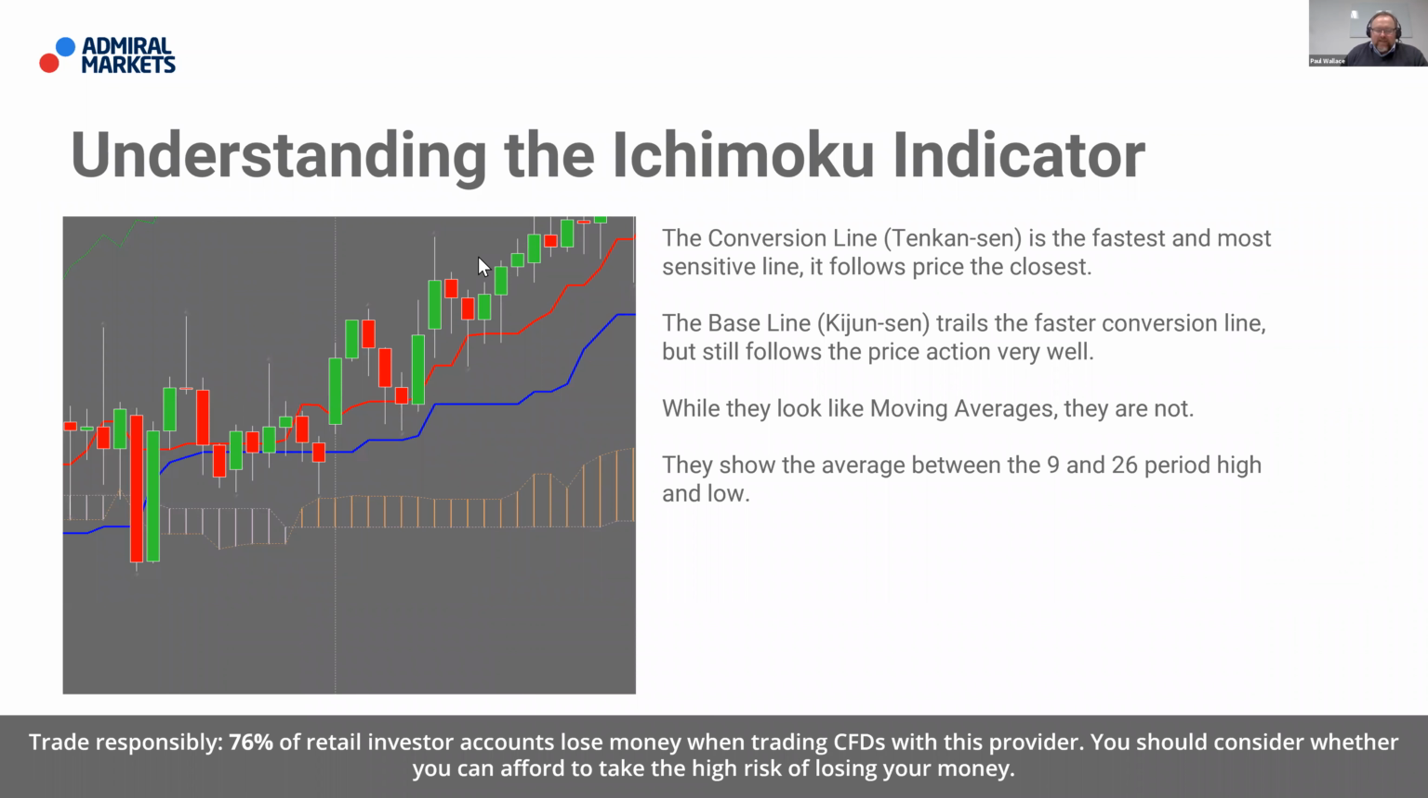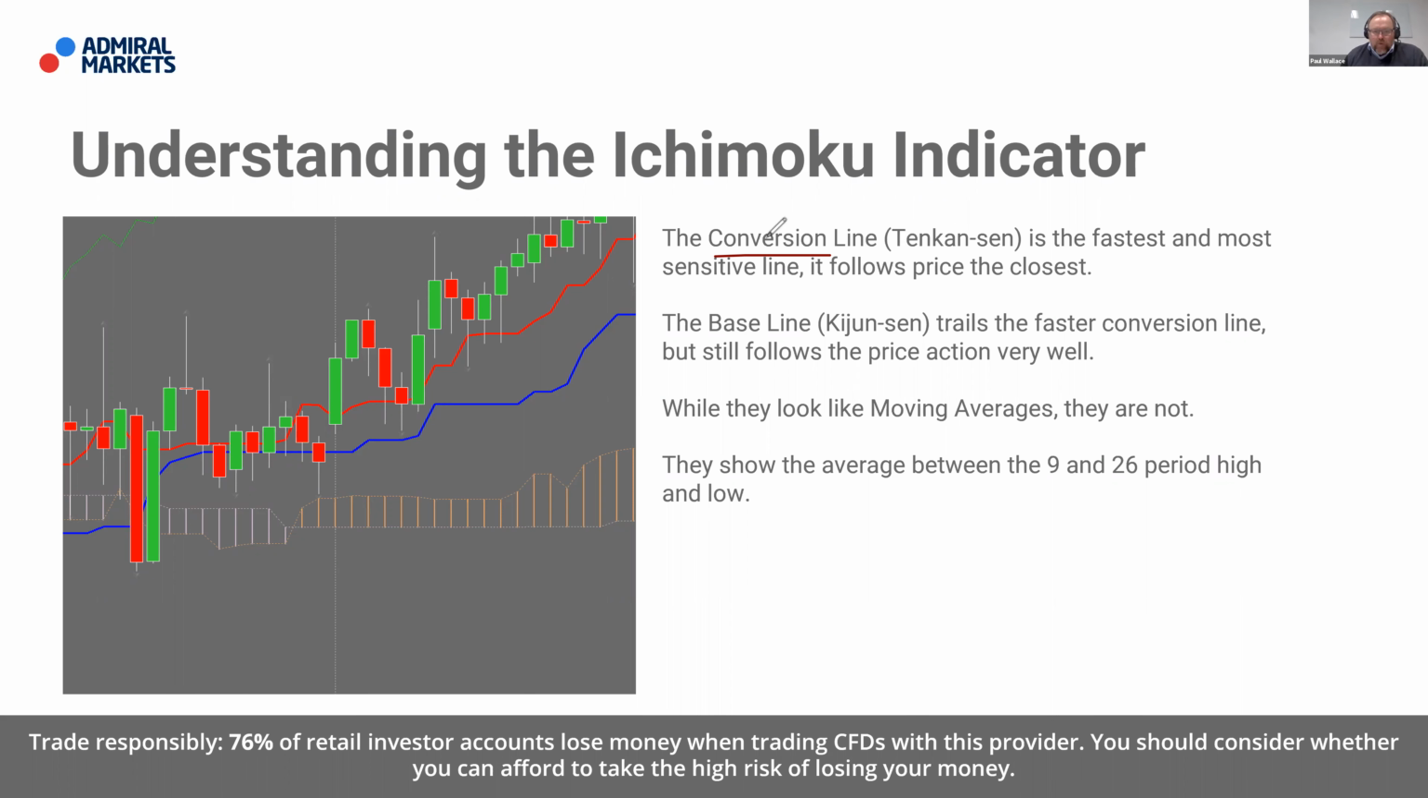So let's have a look at how we can understand this indicator. Firstly, we're going to look at the lines. You've got the conversion line. Now, if you hadn't worked it out already, Ichimoku was created back in the 1960s by a Japanese journalist. So we are using the westernized version of it, or the Western interpretation of the Ichimoku line.